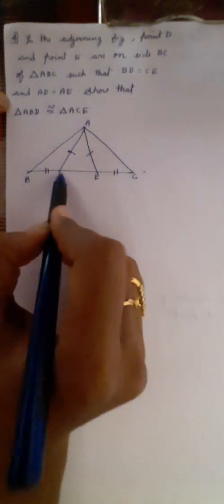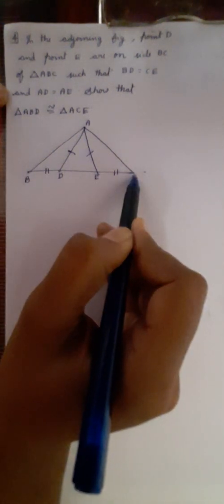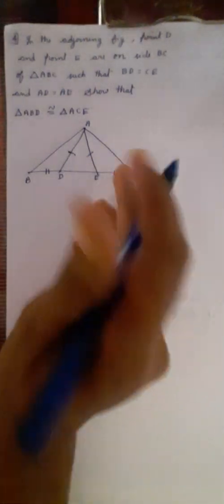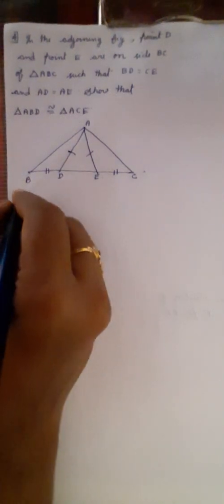Now, of triangle ABC, BC is the base of ABC such that BD equal to CE. And here in the question it is given BD and CE measures are equal and AD and AE measures also same. This is given in the question, according to the figure. Statements are also given in the question. So, proof.